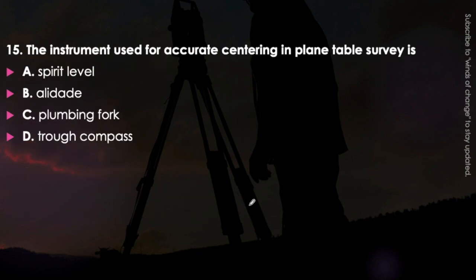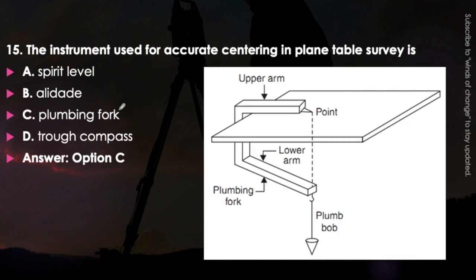Next question. The instrument used for accurate centering in plane table survey is a spirit level, alidade, plumbing fork, or trough compass. Just think about it. Which instrument will be used for centering in case of plane table surveying? Very easy question. If you have done it on the field, you will easily answer it. The answer will be option C, that is we use the plumbing fork for this purpose. You can see here, this is the plumbing fork having two arms, upper arm and lower arm. The end of the upper arm will be placed on the point, and the lower arm will have a plumb bob attached to it, and we will use it for the centering purpose.